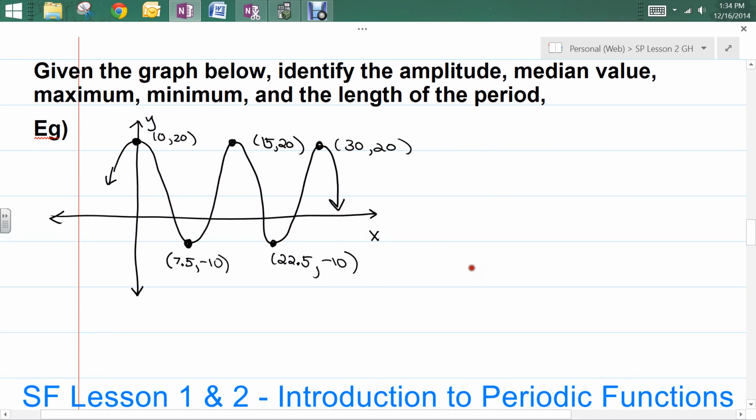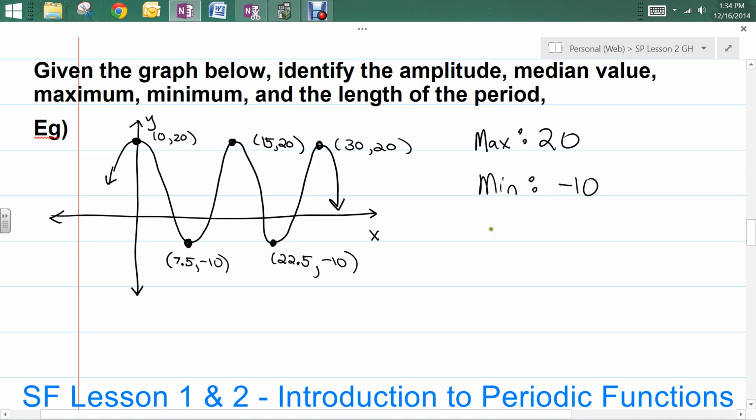So then we looked at a question like this. Given the graph below, identify the amplitude, median value, max, min, and the length of the period. We did this on the smartboard, but keep in mind that the maximum is 20. The minimum is -10. The median is exactly halfway between 20 and -10. If I add them together and divide by 2, I get a median value of 5.